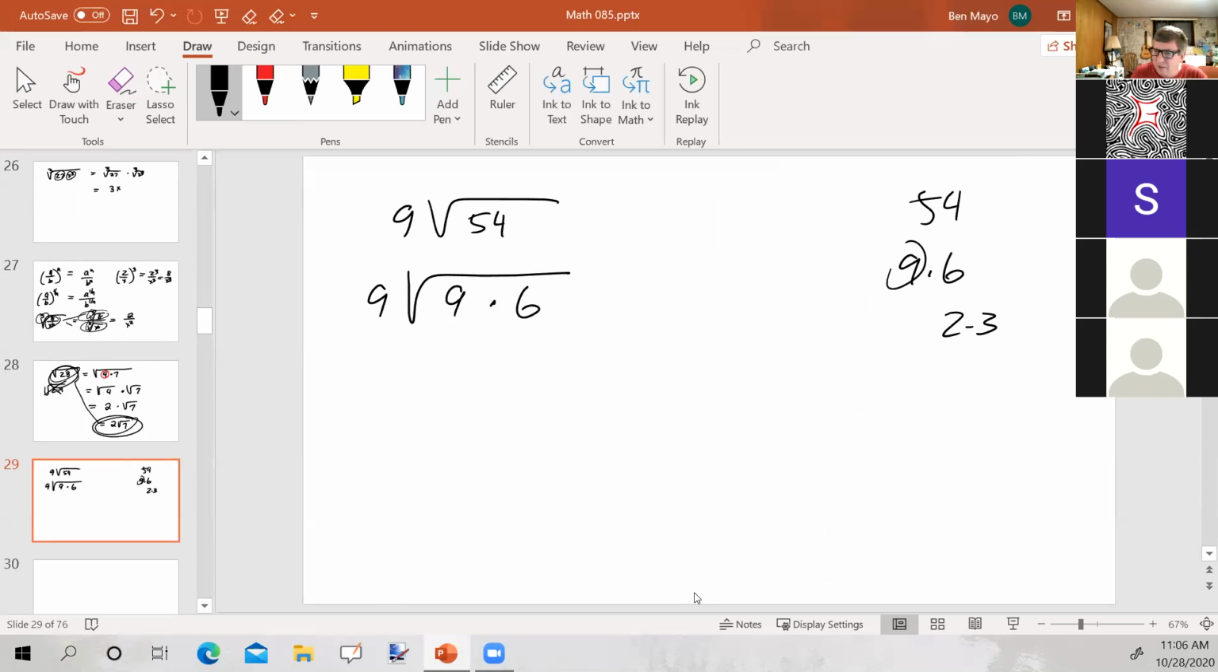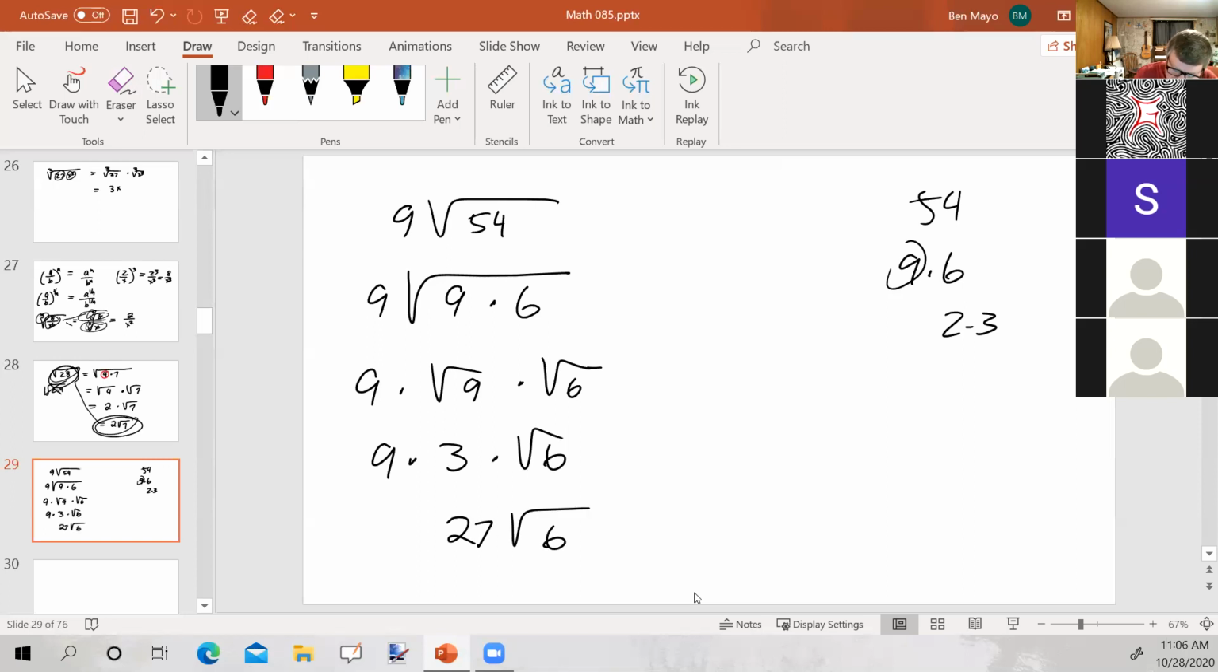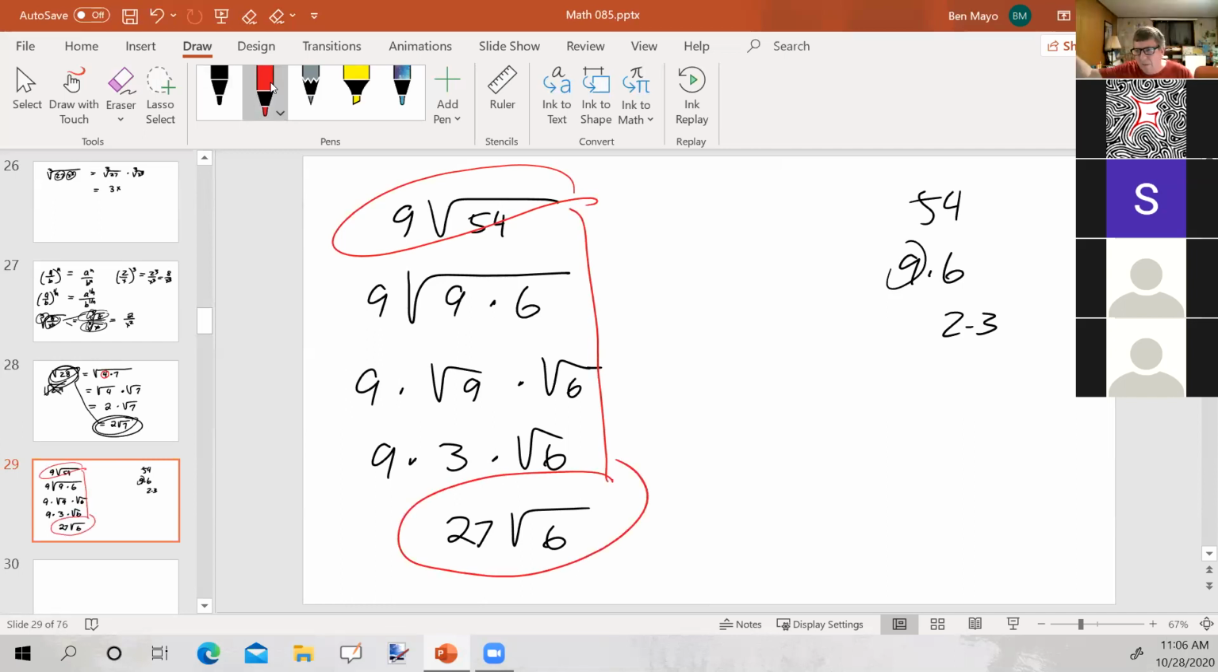Okay, 54 is 9 times 6, still inside the radical. And that's equal to 9 times the square root of 9 times the square root of 6. Now, 6 can be broken down to 2 times 3, but neither 2 or 3 or 6 are a square. So that's going to be stuck inside. So now I've got 9 times 3 times the square root of 6, or 27 square roots of 6. So I've taken this expression and simplified it, kicked out as much as I can outside of the radical. Questions on that example?